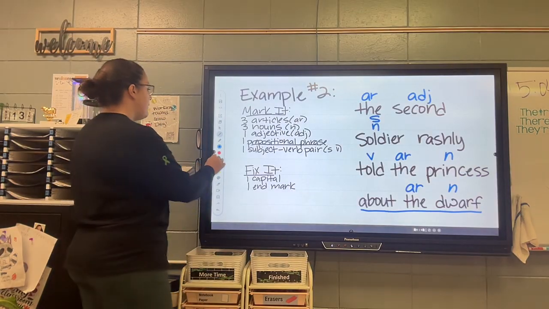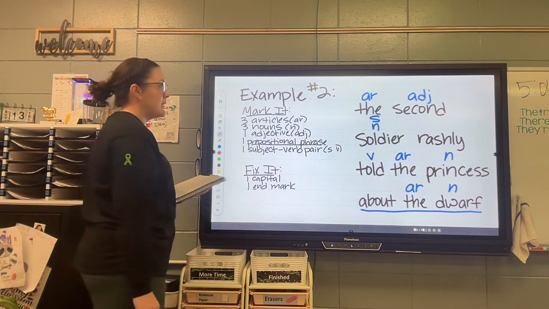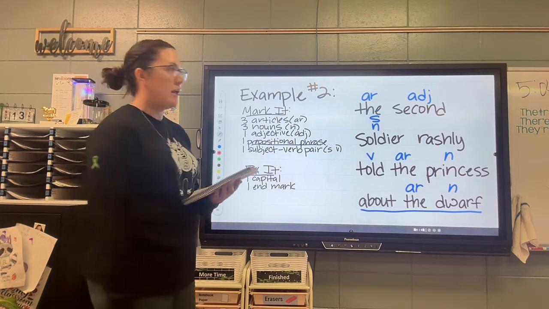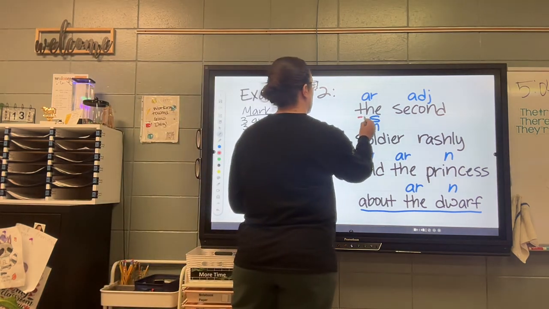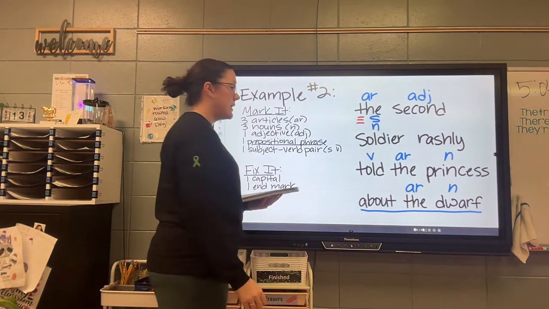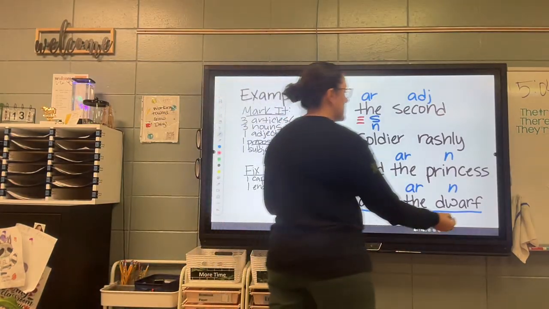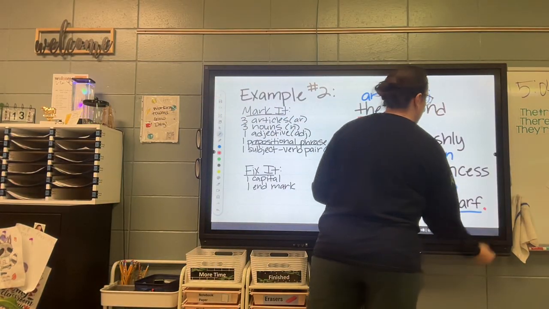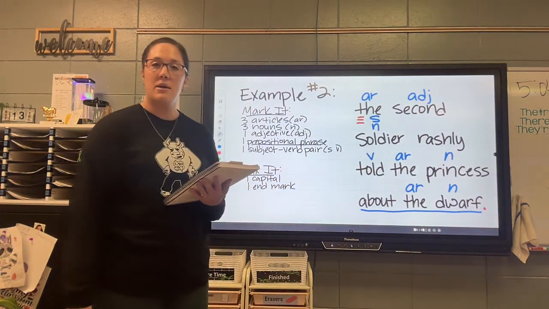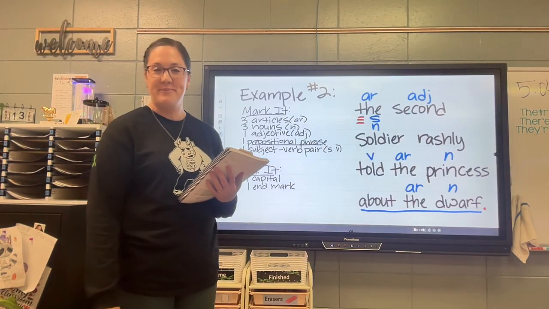Okay. Now finally I have to fix it. I have a couple things I need to fix. I need to fix a capital letter. And I need to add an end mark, which in this case is a period, because it's a full stop.